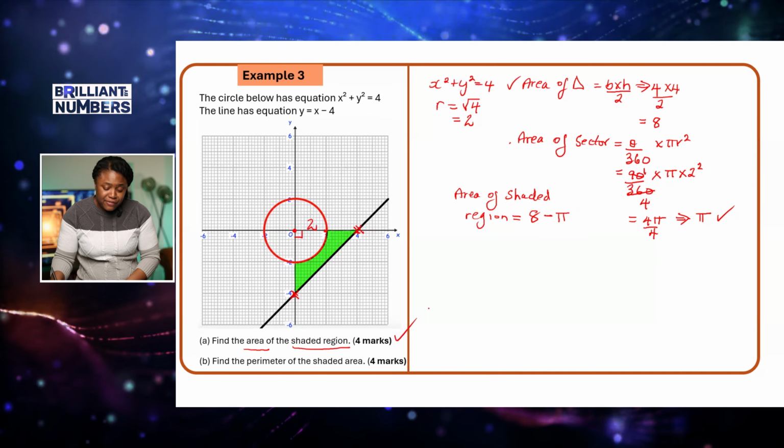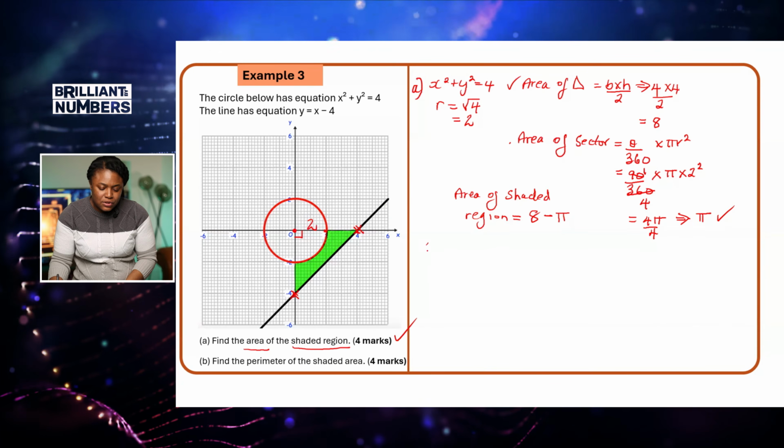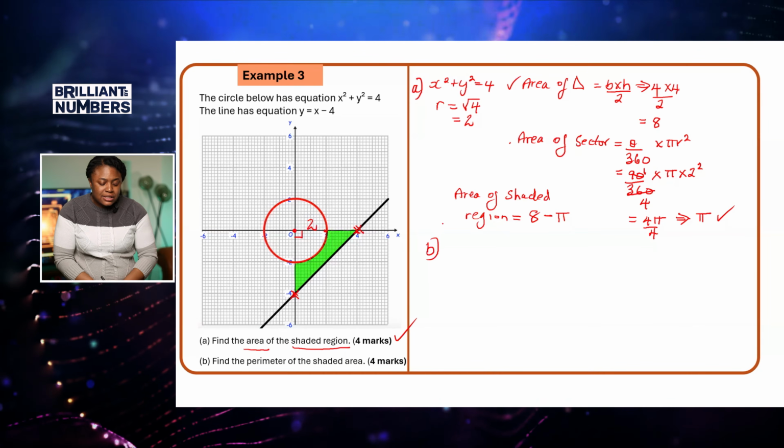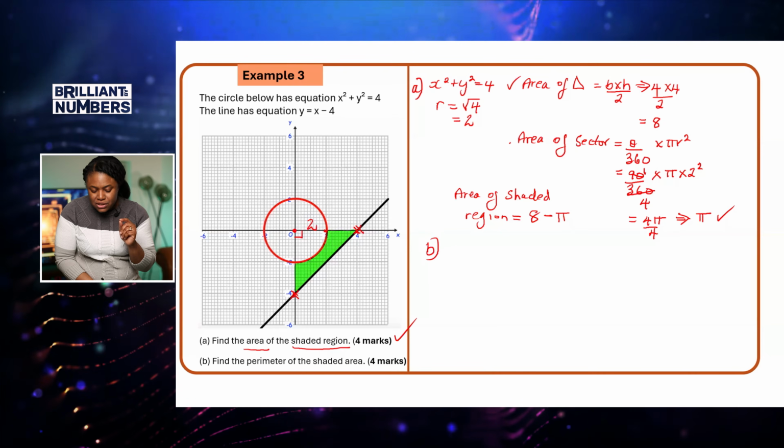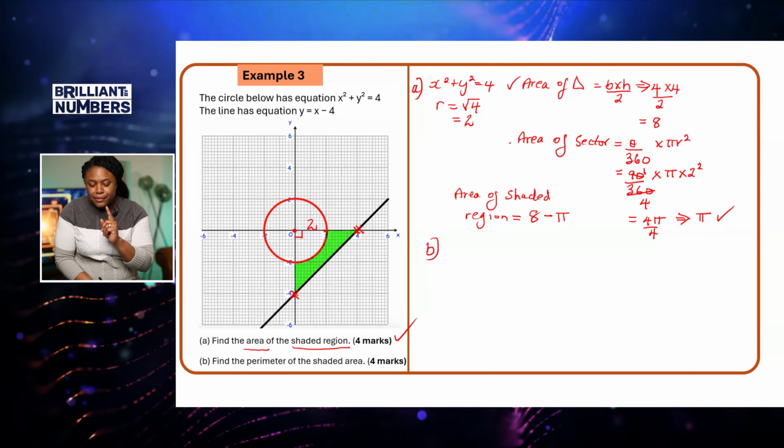I'm finished with my 4 marker. So think about the questions I ask when I'm navigating the question, and you should ask yourself those questions as well. Now we go to part B of this question. So part B asks us to find the perimeter of the shaded area.